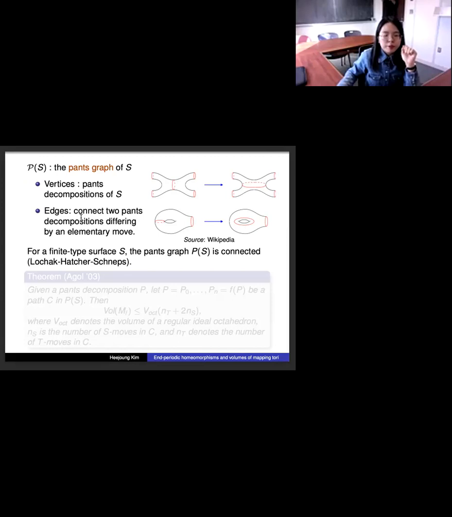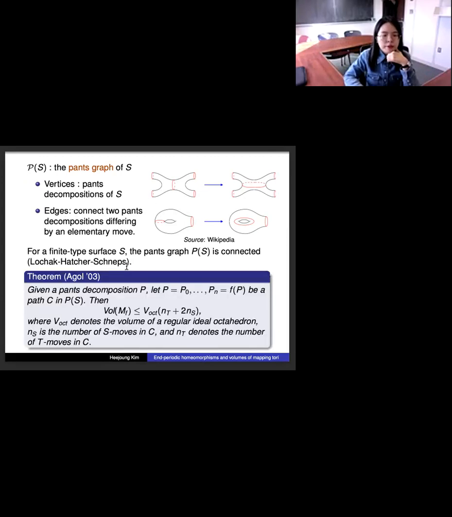So if we have an elementary move between two pants decompositions, then there is an edge. And it turns out that for a finite type surface, the pants graph is connected. So Brock used this pants graph to find bounds on the volume of the mapping torus.